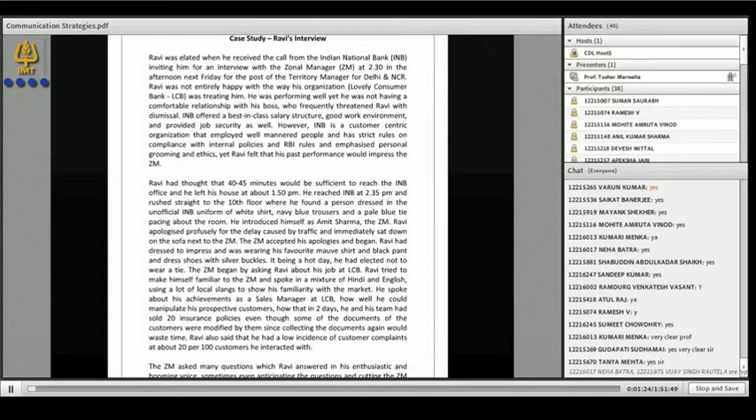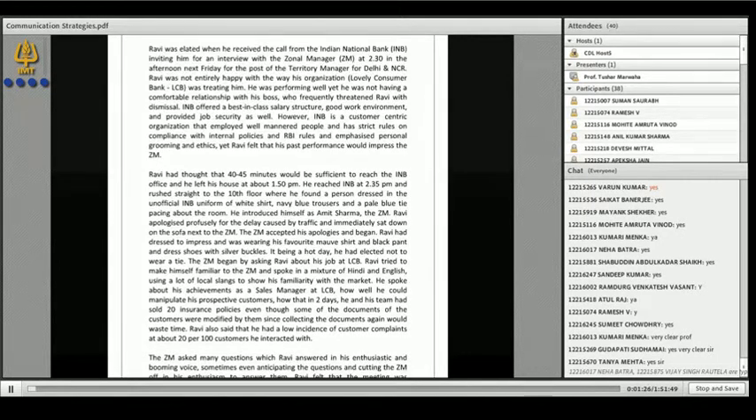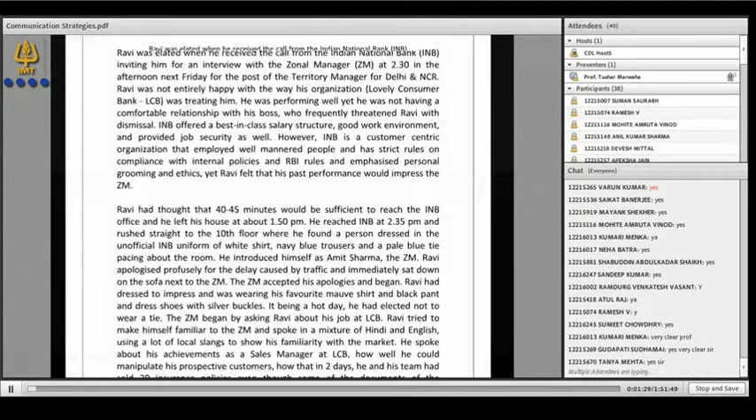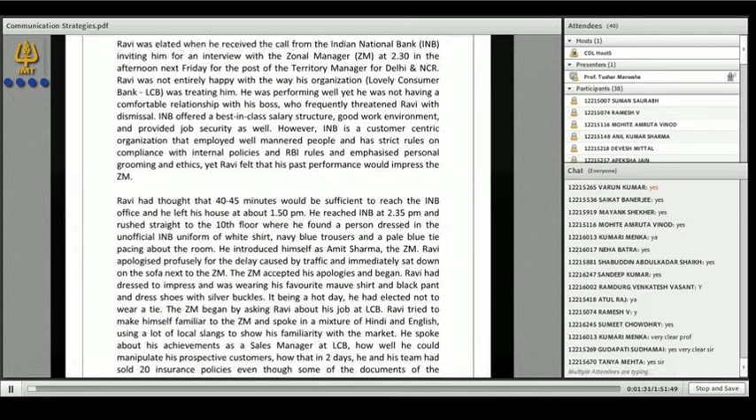So I'm loading this on the screen. You just go through this case and let me know once you reach the end. I'll scroll up and I'll be back in 2 minutes.